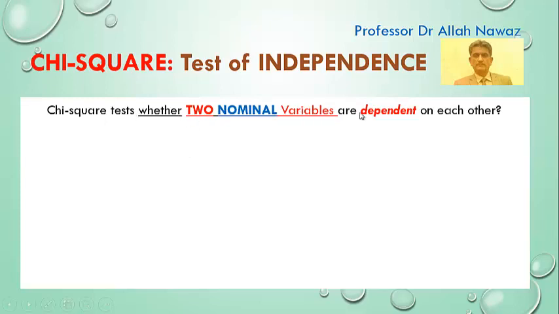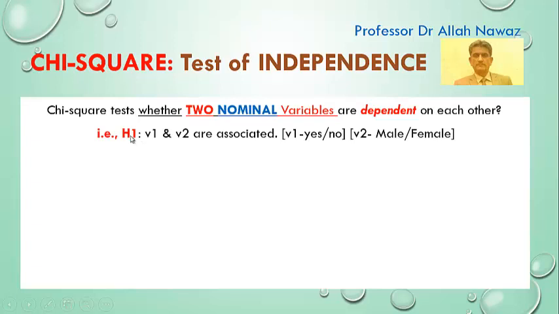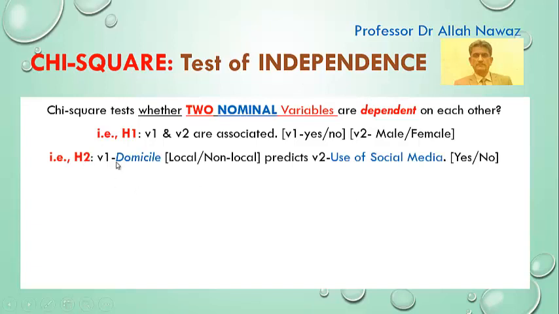Chi-square tests whether two nominal variables are dependent on each other. For example, one of the hypotheses can be that variable 1 and variable 2 are associated. Variable 1 includes yes and no categories, while variable 2 is the gender variable with two categories, male and female. Likewise, another example, H2, can be that variable 1, domicile, which has two categories of local and non-local, predicts variable 2, the use of social media, with two categories of yes and no. You can see that yes and no, male and female, and local and non-local are all nominal variables, and they have one attribute for statistical manipulation, and that is uniqueness.